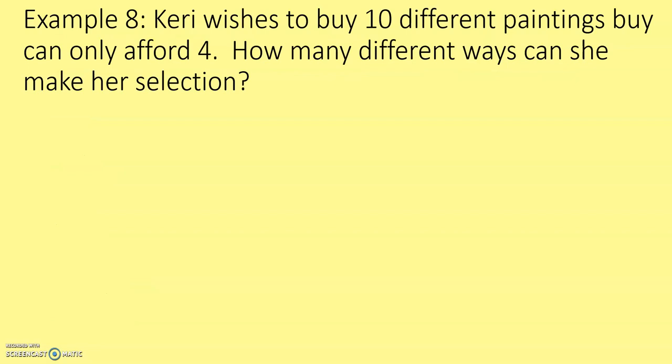Example 8. Carrie wishes to buy 10 different paintings, but can only afford 4. How many different ways can she make her selection? There are 10 paintings and she is choosing 4. It can happen in any order, so it's a combination. 10 choose 4. 10 factorial divided by 4 factorial times 10 minus 4 factorial, or 10 factorial divided by 4 factorial times 6 factorial. 10 times 9 times 8 times 7 divided by 4 times 3 times 2 times 1. She can select her 4 paintings from the 10 different paintings in 210 ways.